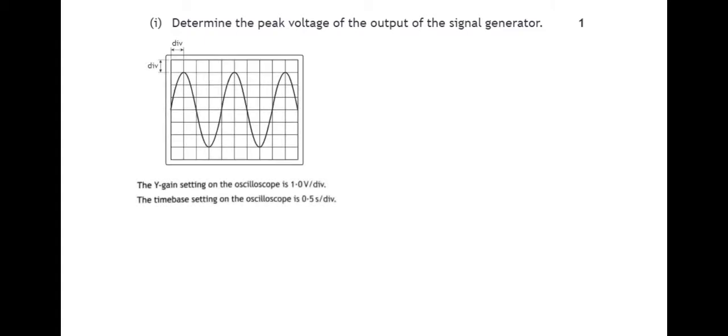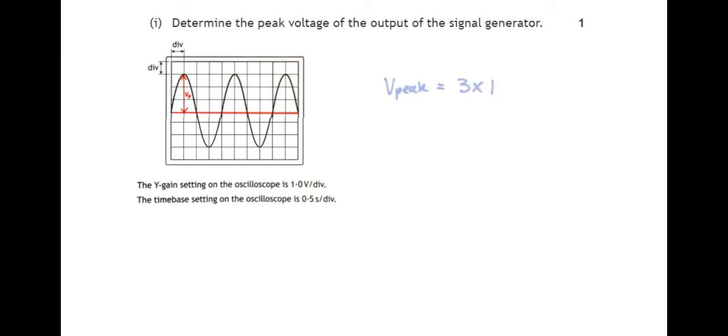So part 1 asks us to determine the peak voltage of the output of the signal generator. So looking at the graph, the peak voltage is obtained by working out how far from the zero line the curve goes, basically the amplitude of this signal. And as it says here, the Y gain setting on the oscilloscope is 1 volt per division. So the peak voltage is 3 boxes at 1 volt per box, which gives us a total of 3 volts.